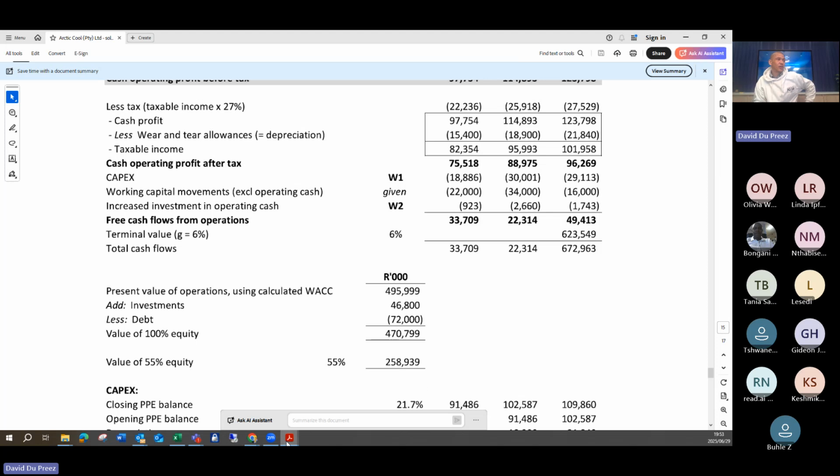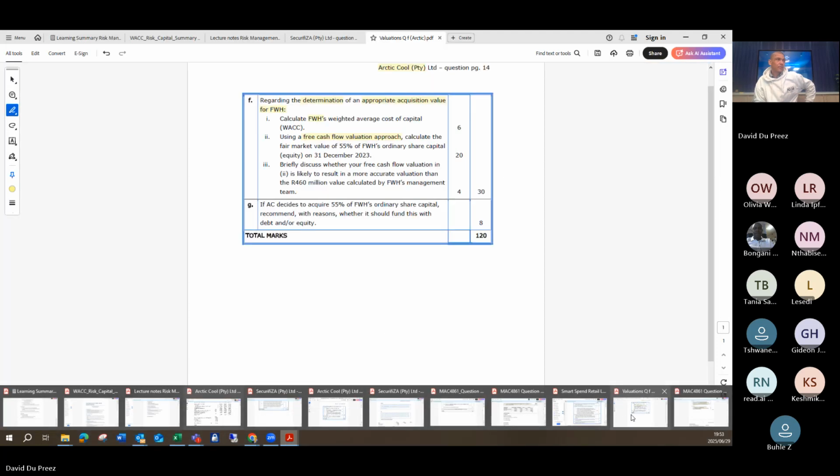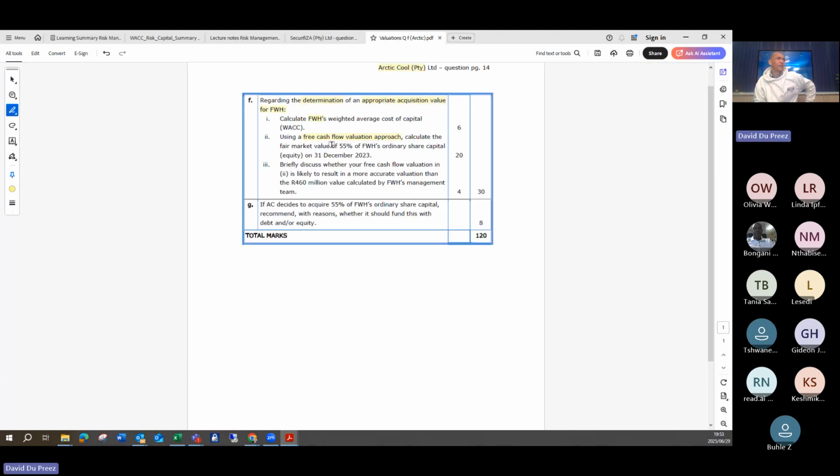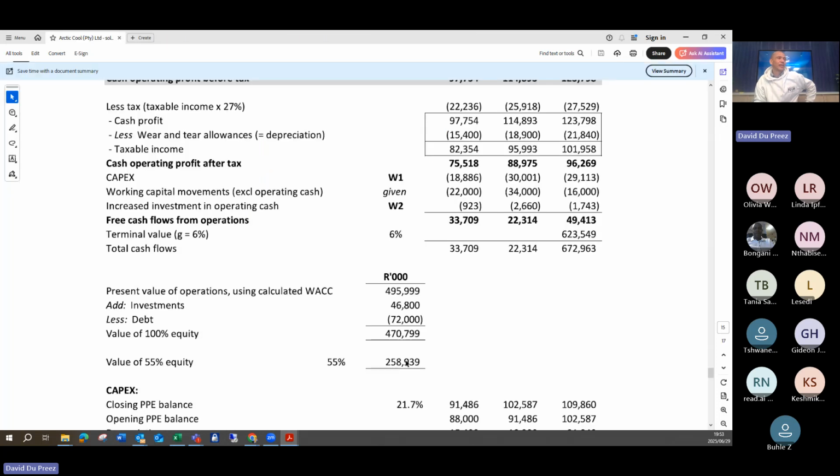And in this case, the question specifically said they wanted 55% of whatever you calculated. So even if you had calculated all of this wrong, and you got this value of equity, say 55% of that amount, there would have been your answer.